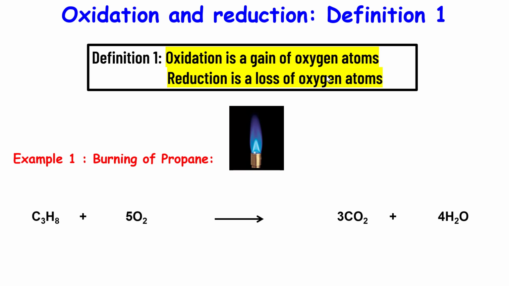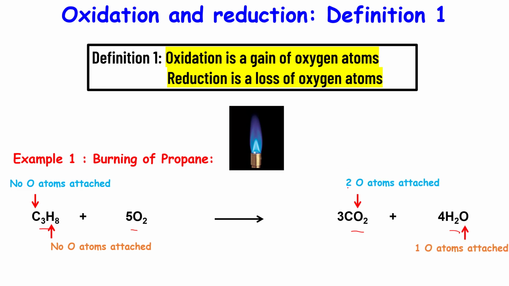where here we've taken propane as our example. Propane is C3H8 and it's reacting with oxygen. And when it's reacting with oxygen, it's getting converted into carbon dioxide and water on this side. Here, I want you to pay attention to the propane itself, which is C3H8. It contains no oxygen atoms at all to begin with, and then it undergoes the reaction with 5 molecules of oxygen. And then on the other side, the carbon atom is now attached to 2 oxygen atoms, and the hydrogen atom is attached to 1 oxygen atom over here.